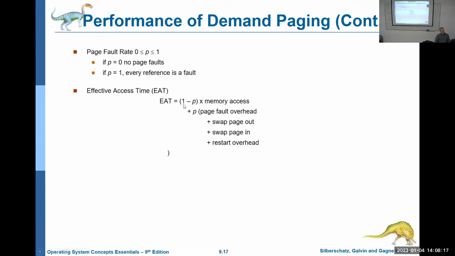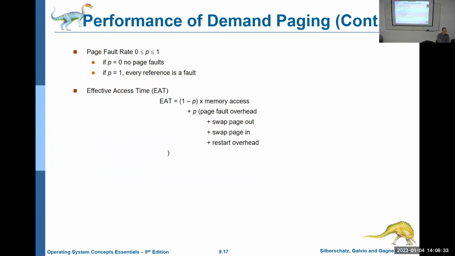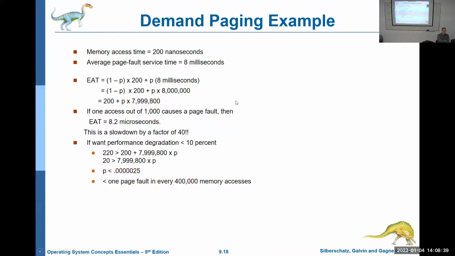But the basic idea is that it's a percent times whenever I don't have to do all this page fault, and a percent times when I do have to do this page fault. So here we're going to do an example. Memory access time: let's say the memory access time is 200 nanoseconds. That's this memory access time, right? That's with all things being good. Average page fault service time: now it takes me 8 milliseconds to service a page fault.